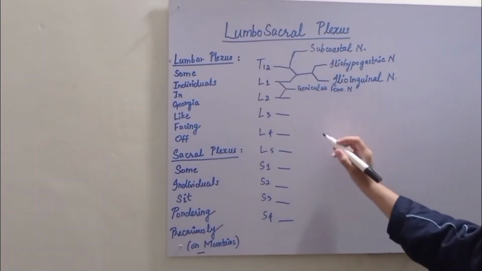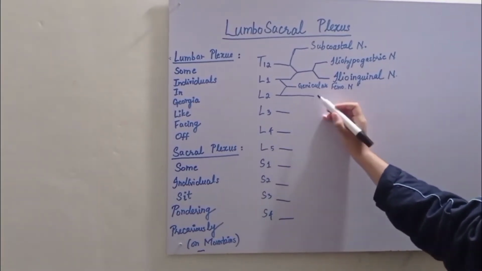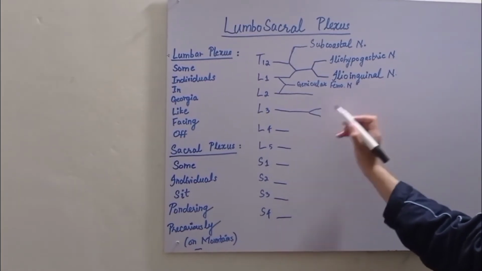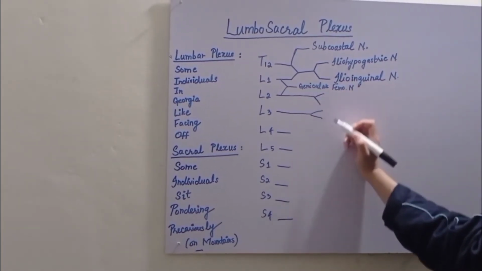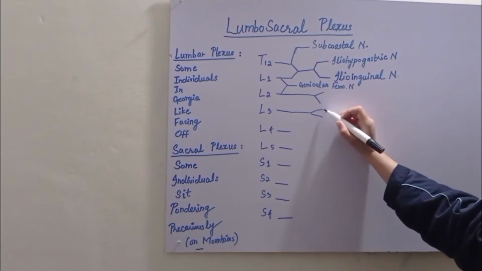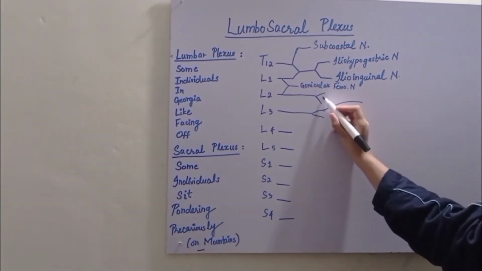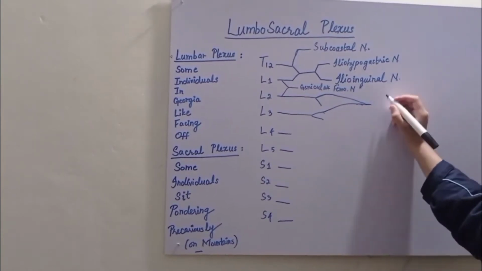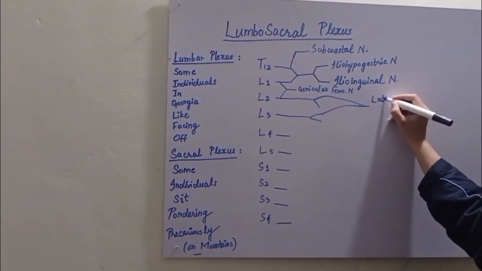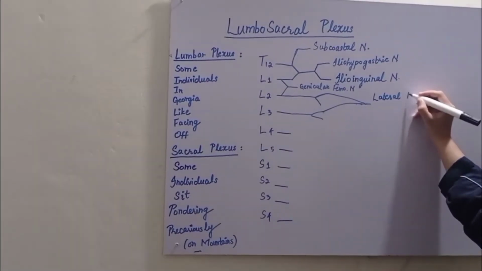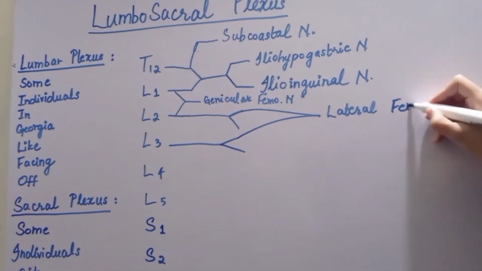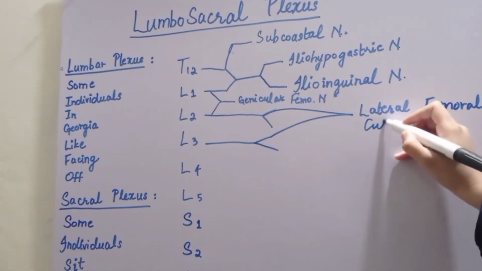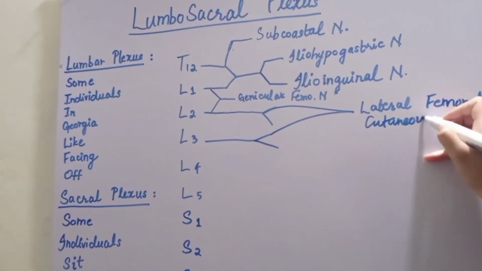Then what we are going to do is take this a little bit ahead and take two branches out of it. Okay, we're going to connect the upper branches, and this is going to be the lateral femoral cutaneous nerve. Okay, lateral femoral cutaneous nerve.